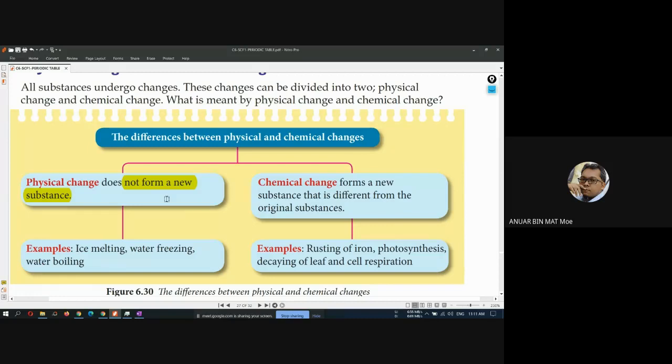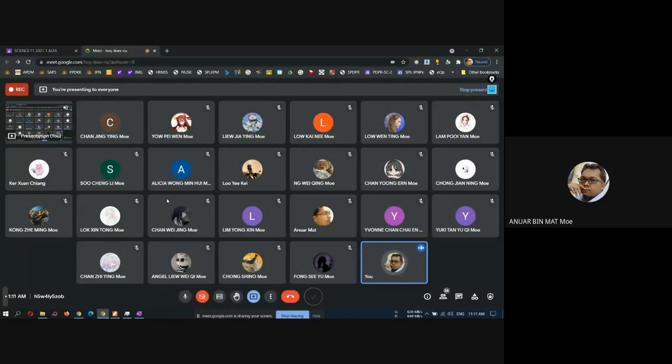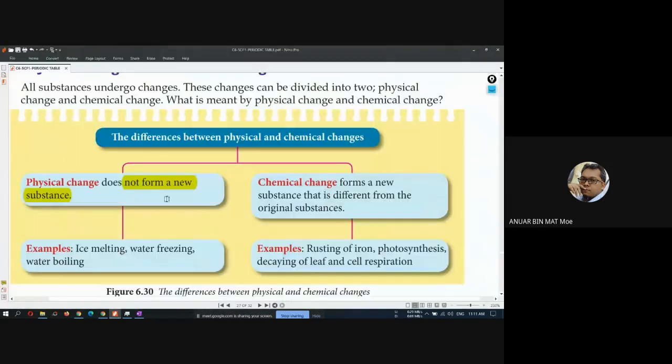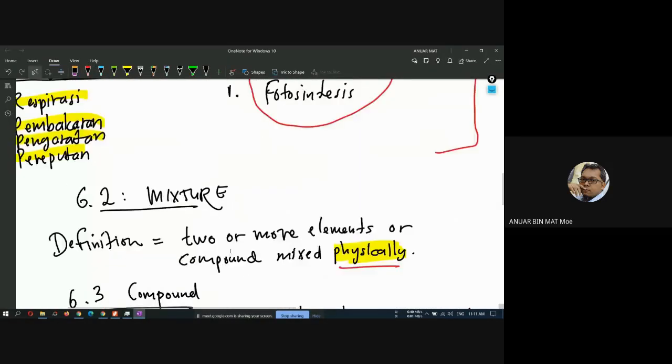For example, one example I showed you before this, when we mix salt with water. Can you still remember salt with water? You remember, right? Ying Ying, Seven. You still remember? Yeah, okay. When we mix salt with water, does it form a new substance? No.